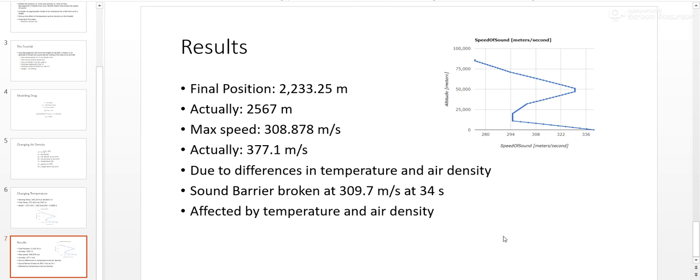In the actual run, the sound barrier was broken at 309.7 meters per second at 34 seconds, which is actually possible as shown by the graph in the top right, due to the speed of sound being lower at higher altitudes, which is affected by temperature and air density being different at higher altitudes.